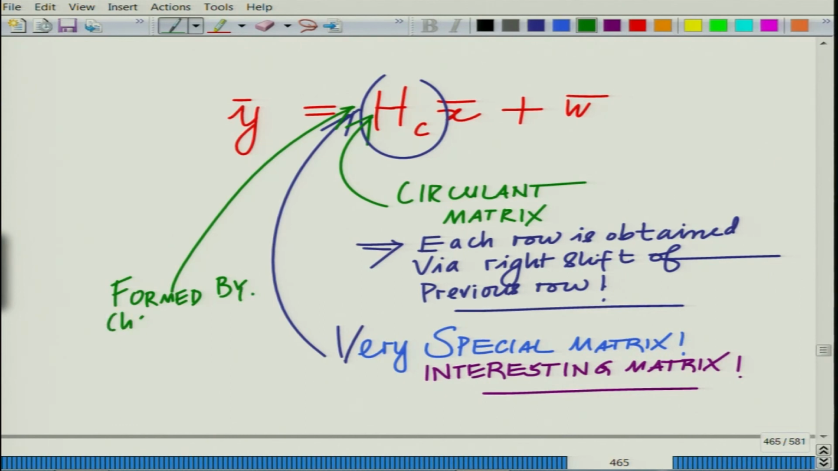The matrix is formed by the channel taps, which are... I am sorry, y0, y1 up to... these are not the channel taps, these are the outputs. The channel taps are h0, h1.